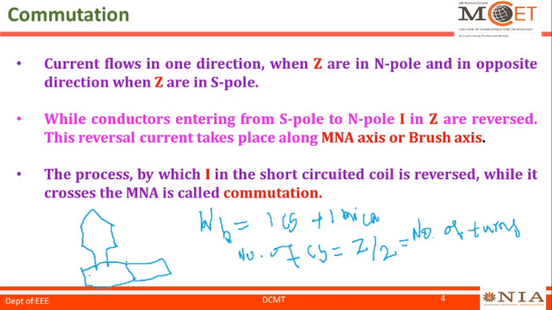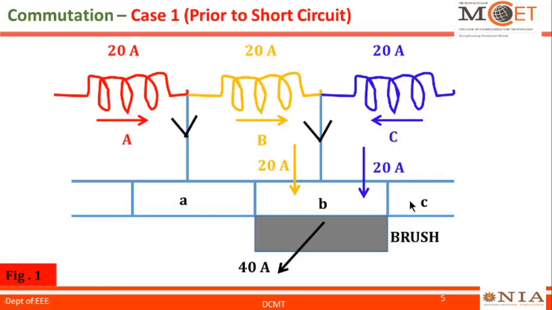Then another segment. So two conductors are conductor 1 and conductor 2. Two conductors are connected to a single commutator segment. Referring to the figure, coil B is about to short circuit because the brush is going to have contact with segment A.